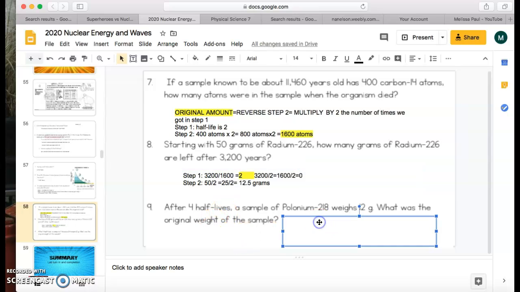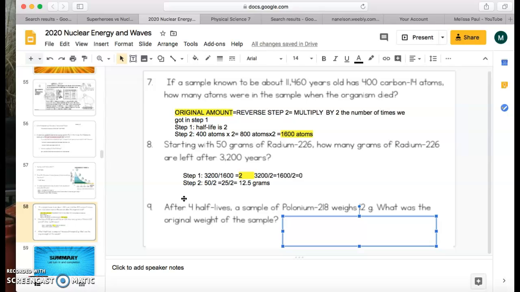All right. Last but not least is plutonium-218. So number 9 says after 4 half-lives, the sample of plutonium-218 weighs 12 grams. What was the original weight of the sample? Now, I could come over here to my chart and I could find out the plutonium-218 has a half-life of 3.1 minutes. Honestly, is that important here? No. Here's why. I've already done the work for you. I've already told you the number of half-lives. So this problem's pretty simple.